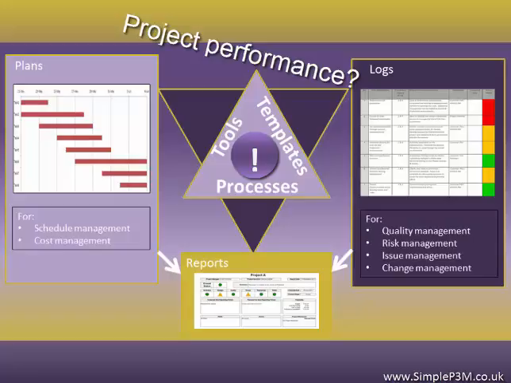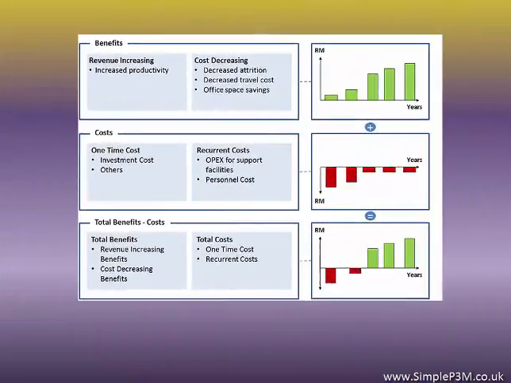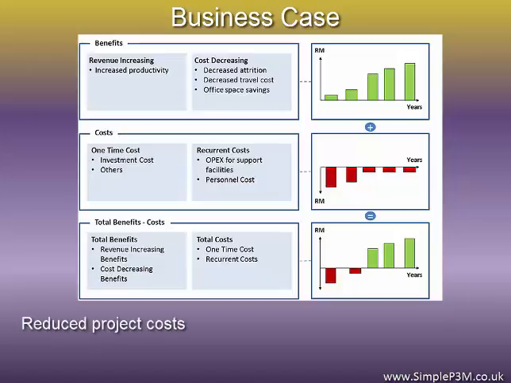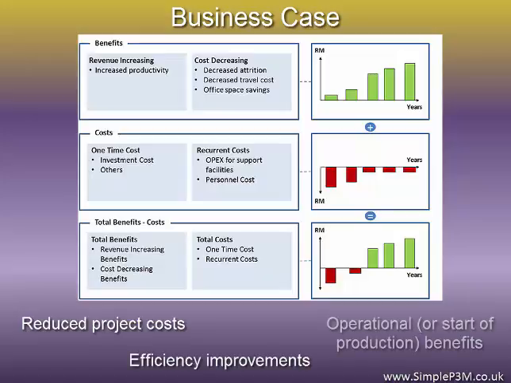The costs of poor project delivery can then provide the basis of a business case for implementing a framework that will greatly improve project delivery performance. Such a business case should include estimates for reduced project costs, project delivery efficiency improvements, and any operational benefits or start of production benefits that would result from timely project completions.